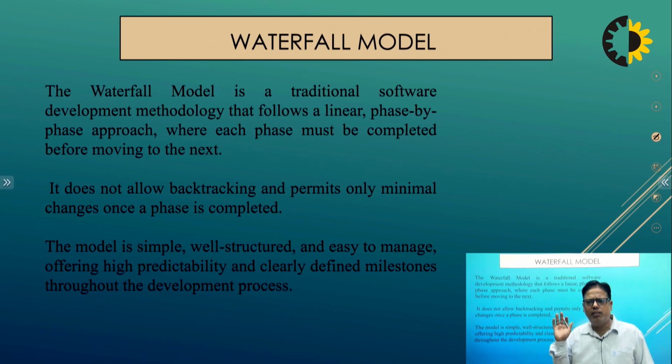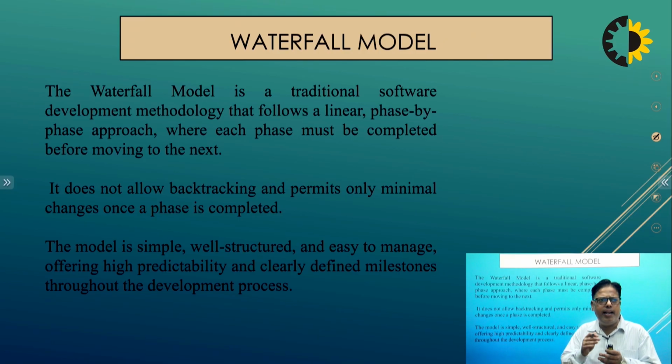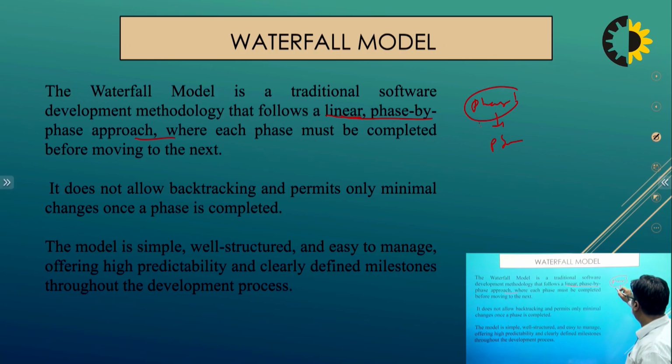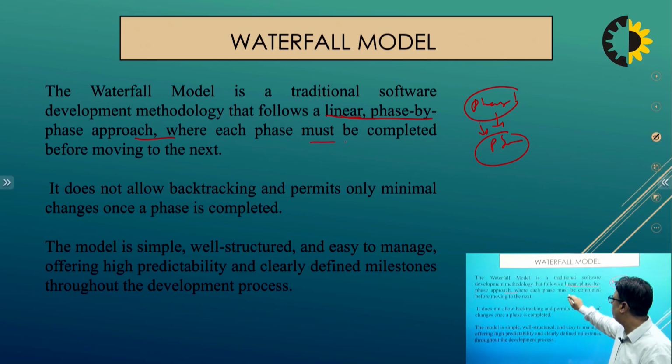Now we use different types of models for preparing software. The waterfall model is the basic model. The waterfall model is a traditional software development methodology that follows a linear phase by phase approach. What is the meaning of linear phase by phase? It means after completion of phase 1, we can start phase 2. So the phase 1 output works as the phase 2 input. It is a linear process in a sequential manner, phase by phase, where each phase must be completed before moving to the next phase.